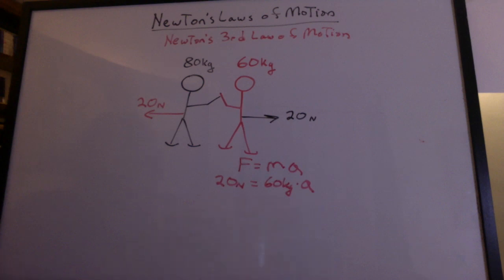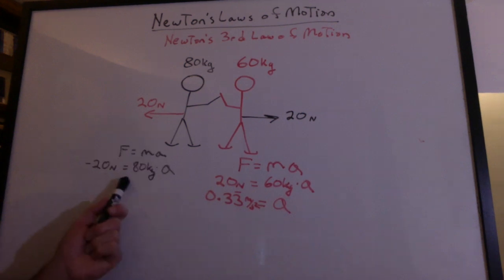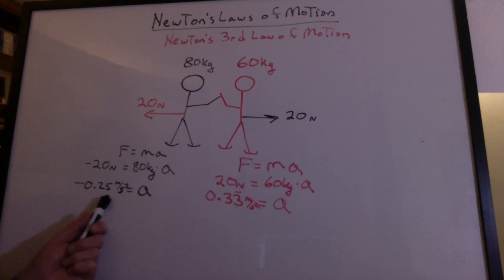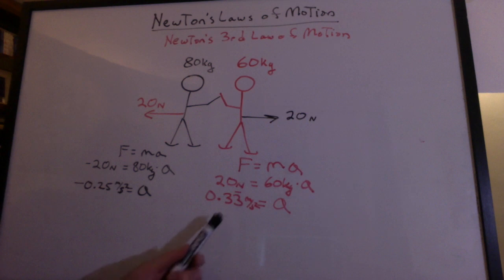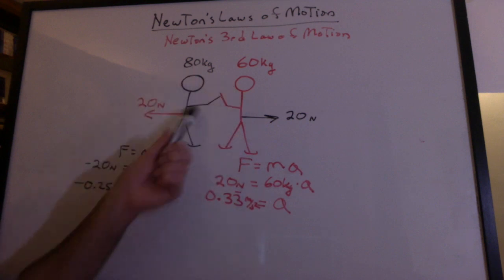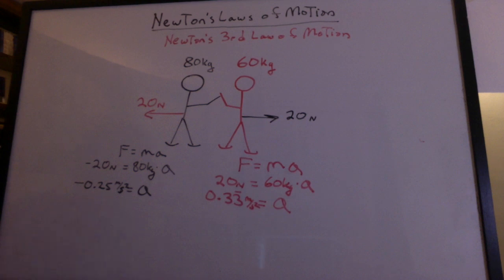F equals ma. I'm going to get 0.33 repeating meters per second squared to the right. I'll do F equals ma for this guy, but I'm putting in a negative 20 because if to the right is positive, to the left should be negative. And I get a negative 0.25 meters per second squared. So the forces are the same, but the accelerations are not because the masses are not. The big guy doesn't accelerate as much.